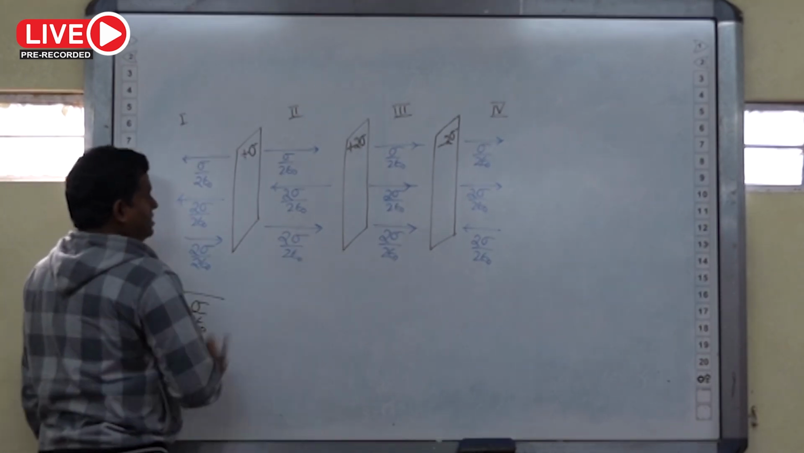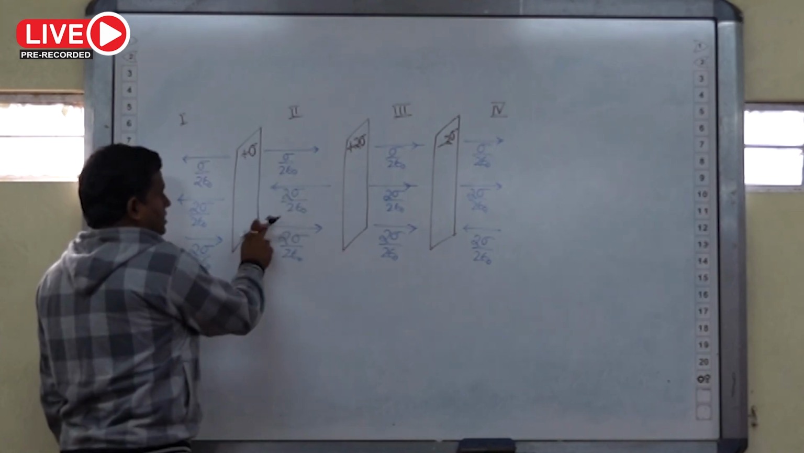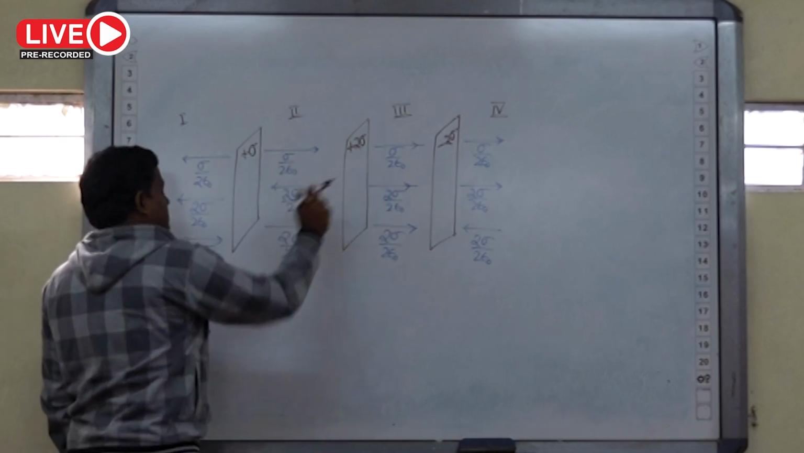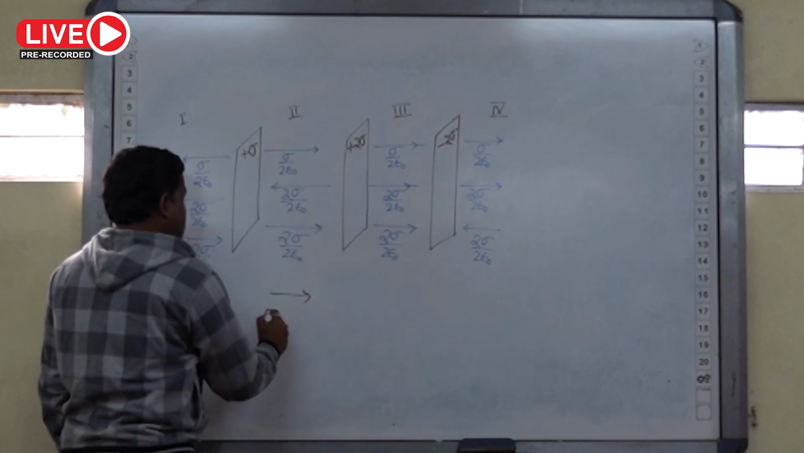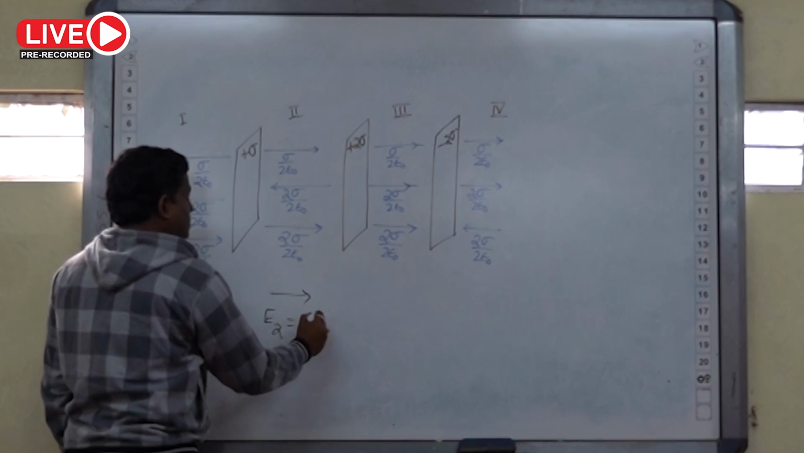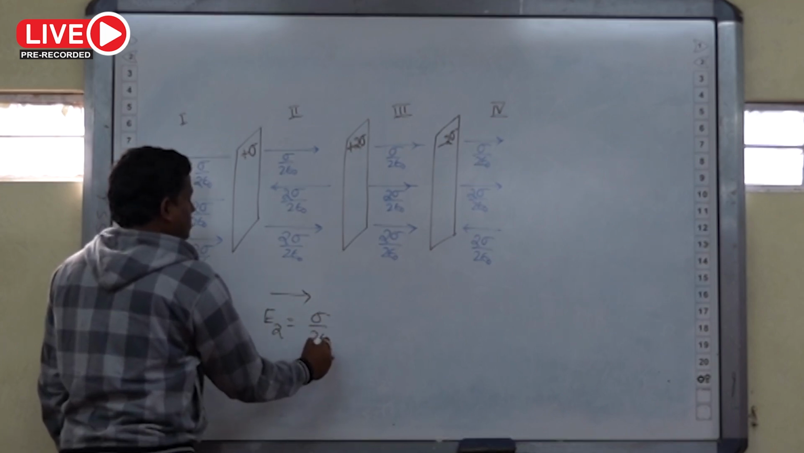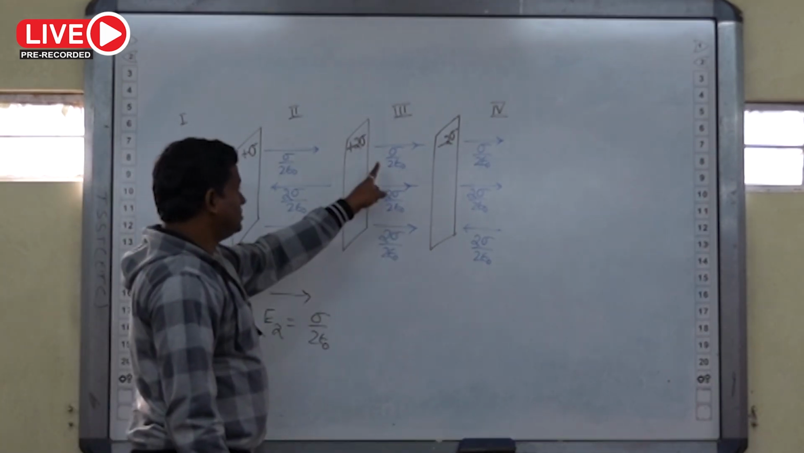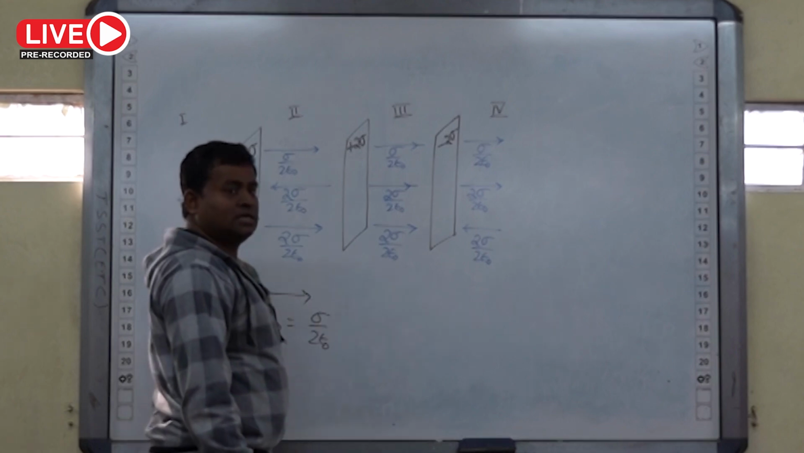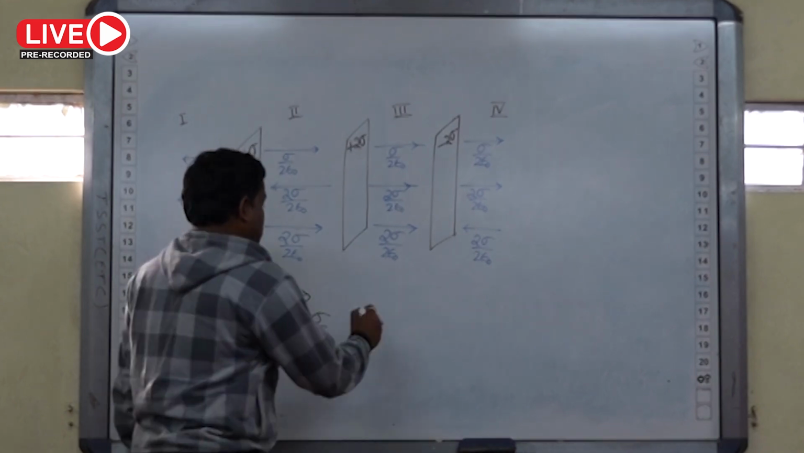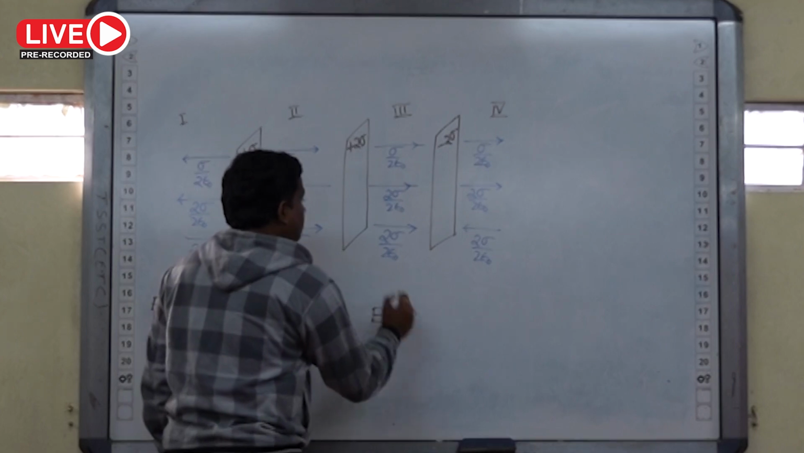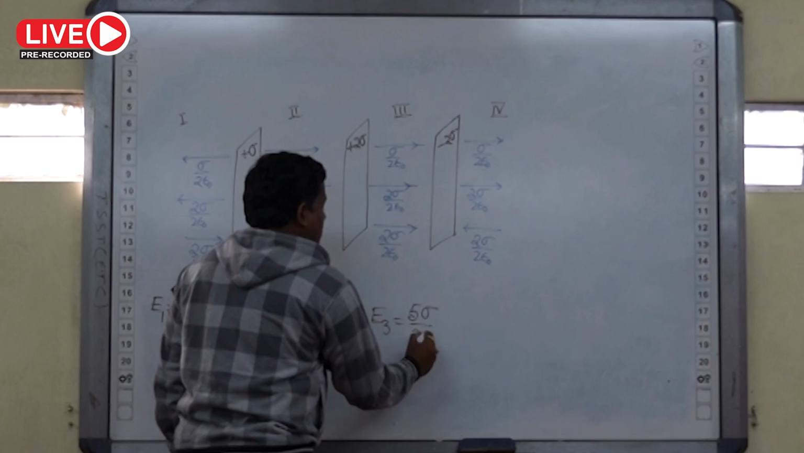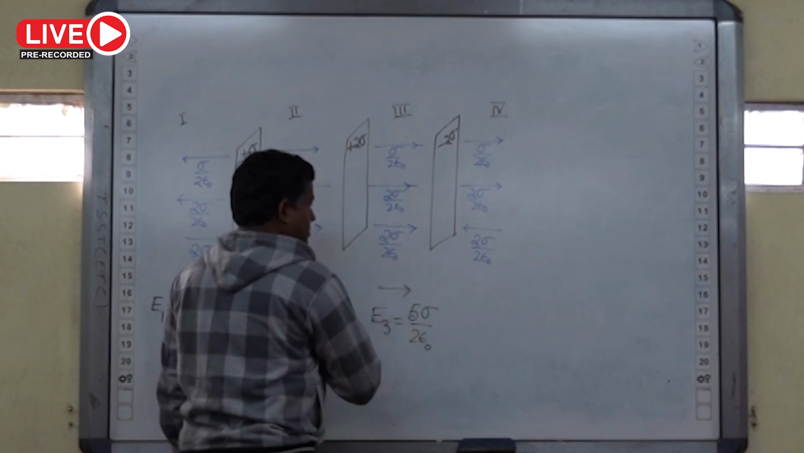Now in this region, check this one, again opposing each other. Only this one is present and in that direction. Means E2 also has the magnitude sigma by 2 epsilon naught, but the direction is that. In this region, see, all the 3 fields are along the same direction. So E3 will be equal to 2 plus 2 plus 1, that is 5 sigma by 2 epsilon naught in this direction.